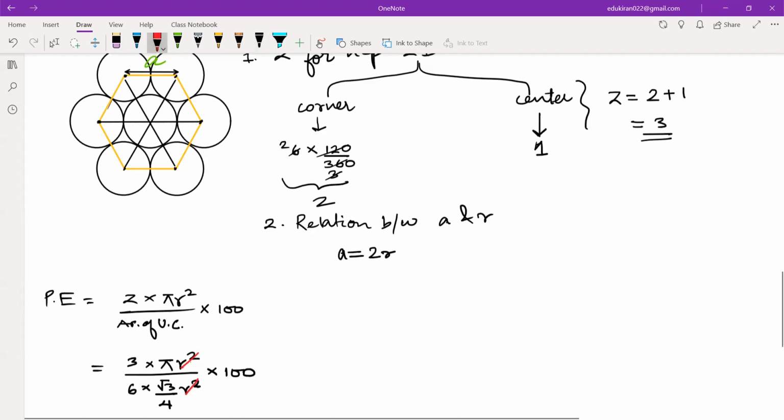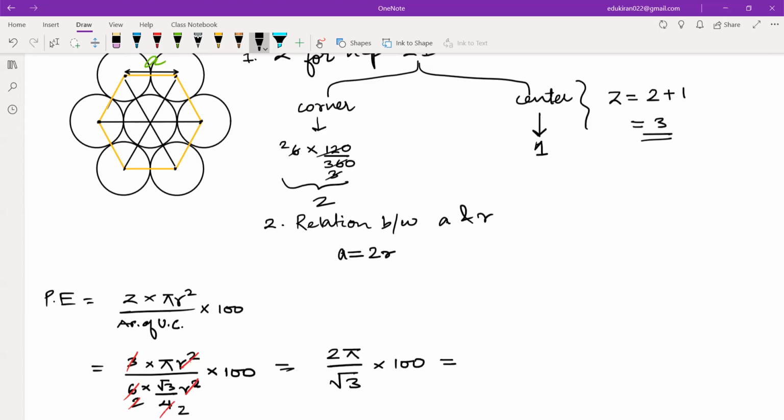So let us put the Z as 3. You can also eliminate 3 and 6. You will get 2 here. Then you can further eliminate 2 by 2. You get 2 here, and this 2 will go above. You will get 2 pi divided by root 3 into 100.